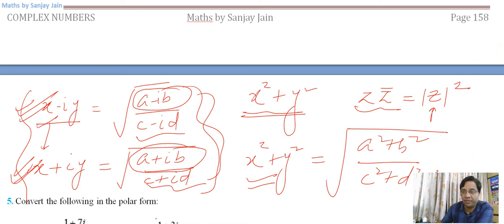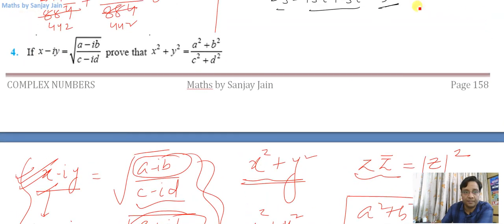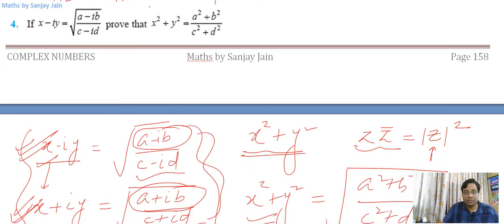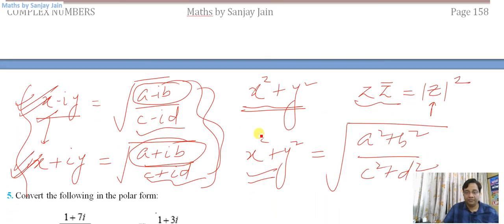Am I making some mistake? No, there is no mistake, because the question that I have written here is wrong. The question was, on the left hand side I had (x squared plus y squared) squared should be equal to (a square plus b square) divided by (c square plus d square). So if you see here, if I square it, I'll get rid of this radical sign, hence I'll get my answer.